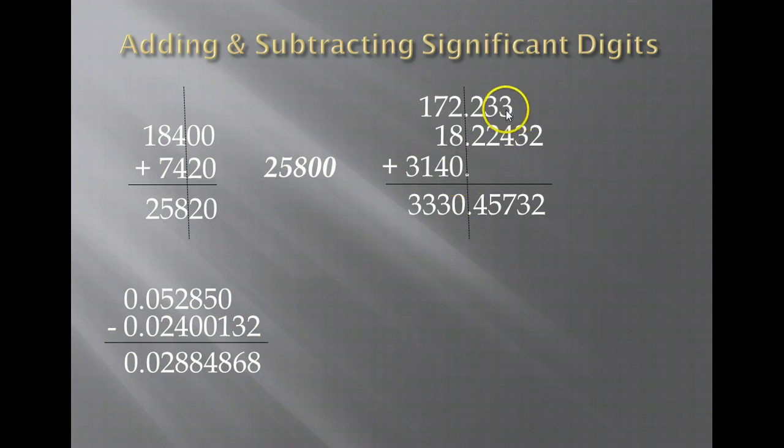We have a 3 here, that's a guess. We have a 2 here, that's a guess. So everything else needs to be cut off. In this case, the 4 tells us that that 0 needs to remain the same, so we put 3,330. And then we put a decimal point at the very end. The reason we put the decimal point here is to show that that 0 is indeed significant.